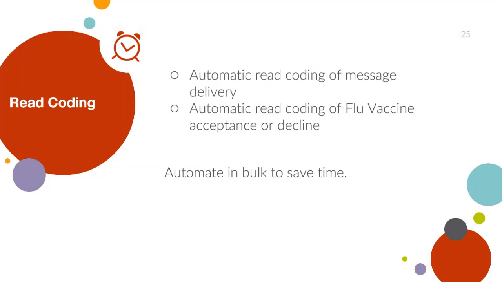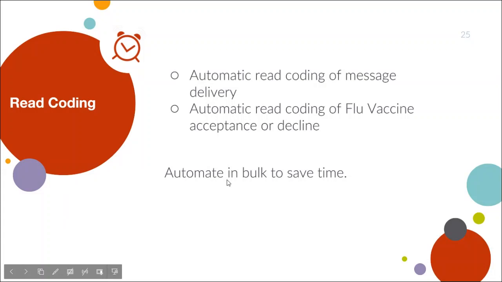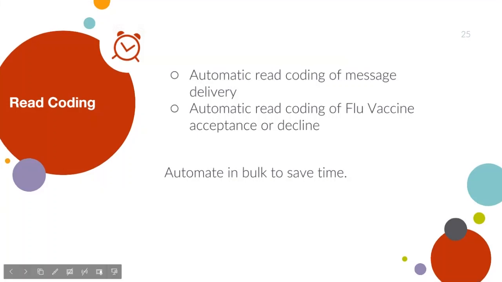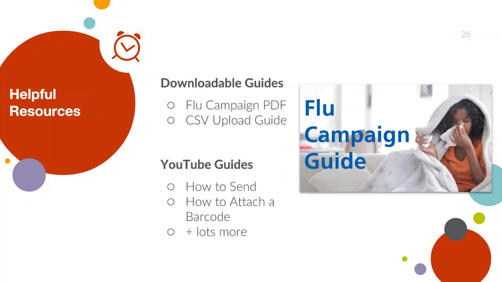So, of course, EMIS does automatic read coding of message delivery and also the accepting of the flu vaccine. On our EMIS Smart, you don't have to reply with a certain number or a certain word. You can just press a nice little button, which is very handy. This is all automated in bulk to save you time. Next slide, please, Jamie.